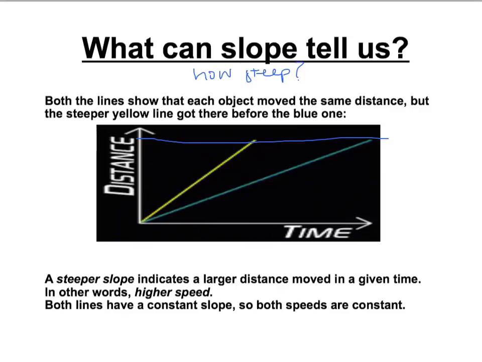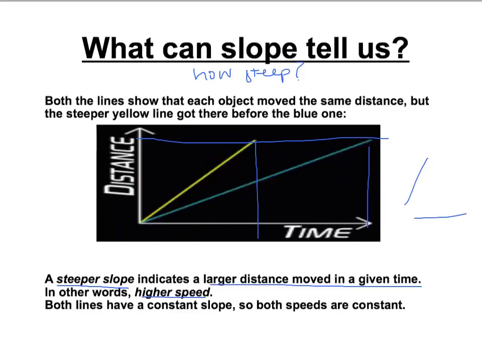But we see that the yellow line gets here in a faster time than this teal line does. Okay, hopefully you can understand that. Because the yellow line got to that distance faster than the blue one, that means the speed was higher. So a steeper slope means that it moved a larger distance in a certain time. In other words, higher speed. So the higher the slope, the higher the speed. The lower the slope, the longer it takes to get somewhere, so the slower the object is.